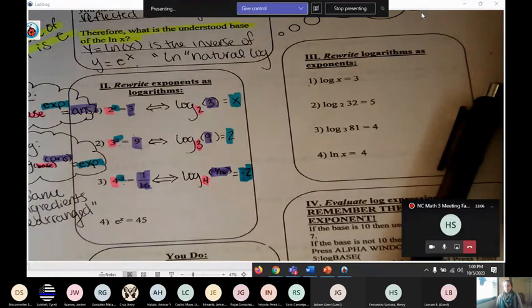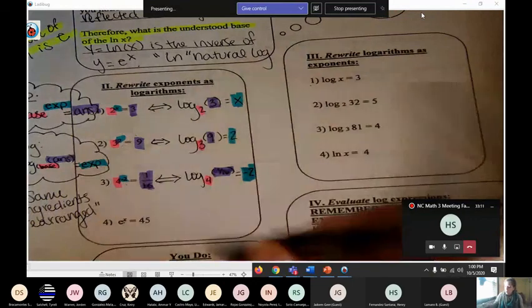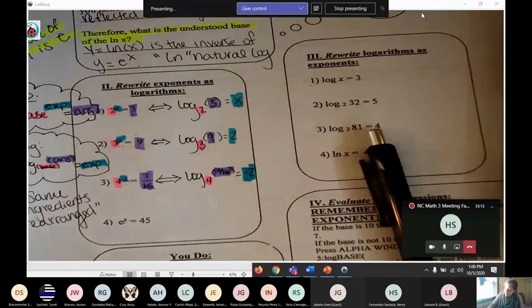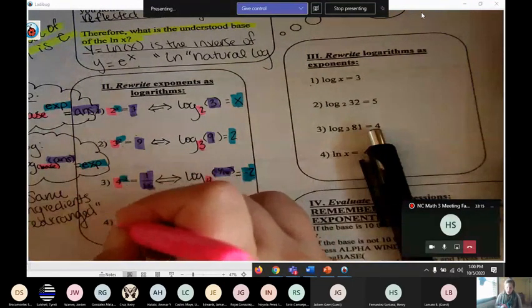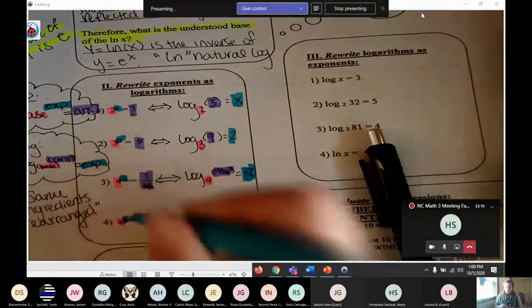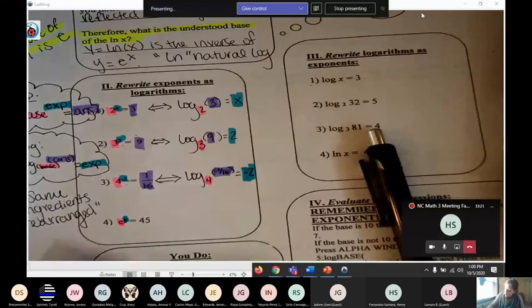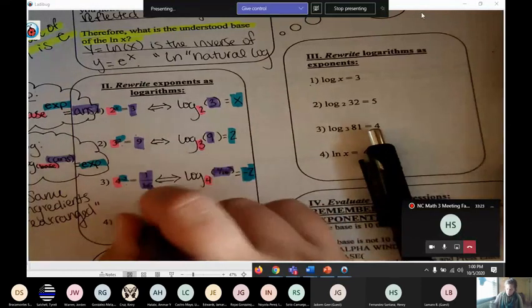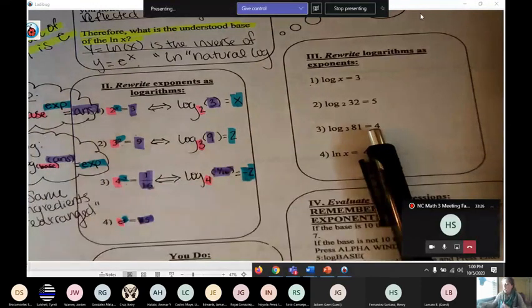All right, and I'm going to do the very last one for you guys since it's almost 1 o'clock already. All right, so my base here is E. Okay, my exponent here is X. And my answer is 45. All right, so now I'm going to rewrite this as my logarithm.